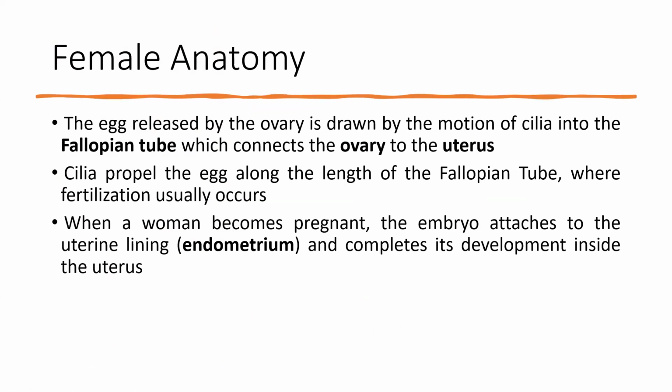So the egg is released by the ovary. We mentioned that already, and it's drawn by motions of cilia into the fallopian tube. The fallopian tube connects the ovaries to the uterus. Along the way in the fallopian tube, the egg is guided by cilia. Again, that's also something we learned in the previous semester when we learned cellular structure. When a woman becomes pregnant, the embryo attaches to the endometrium, the uterine lining, which then causes the placenta to start to develop, and then the baby continues to grow inside the uterus, right?